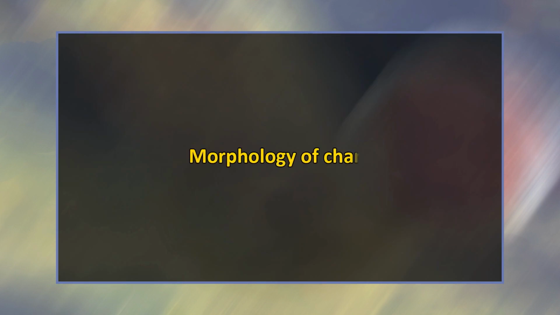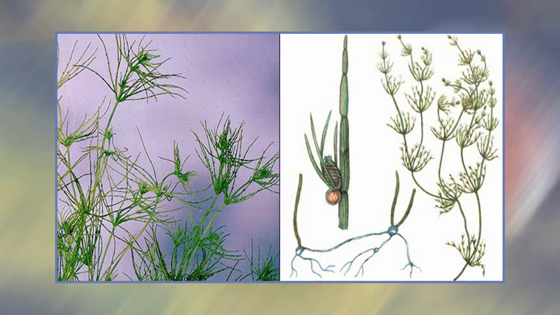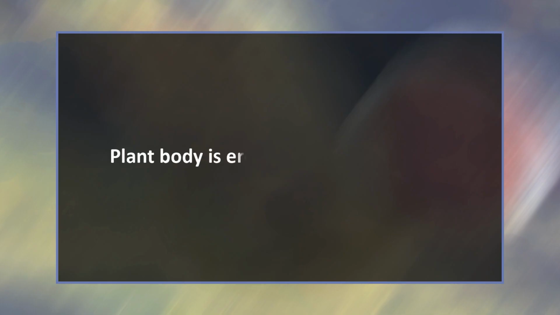Now coming to the morphology of Chara. Chara or muskgrass is a submerged aquatic alga consisting of erect branched axes attached to the substratum by an elaborate system of multicellular rhizoids. Plant body is erect, slender, and flexuous.